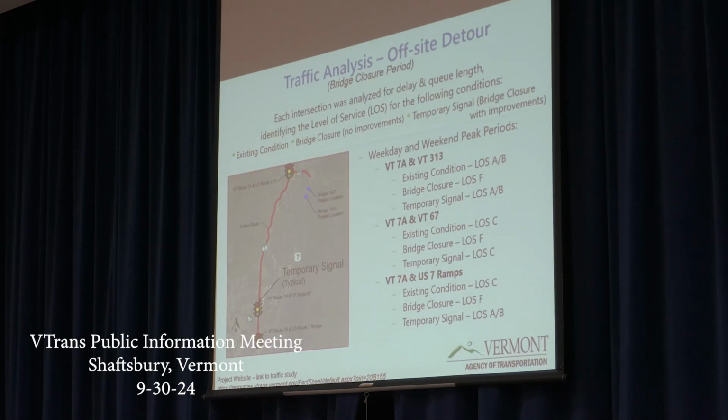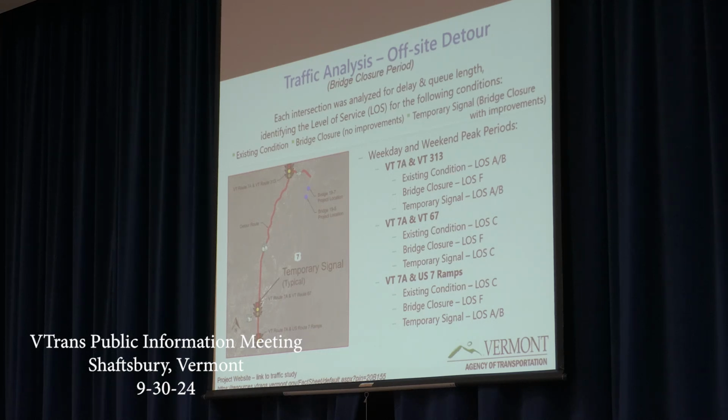Continued traffic analysis. Each of the intersections was analyzed for delay in queue length, identifying a level of service for each of the conditions of the existing, the bridge closure without any improvements, and then the bridge closure with temporary signals. Not telling you anything you don't know, weekday and weekend peak periods are the worst. The existing operation of the 3 intersections we mentioned operated at an A-B level of service and a C level of service at the 7A and US 7 ramps at exit 2.